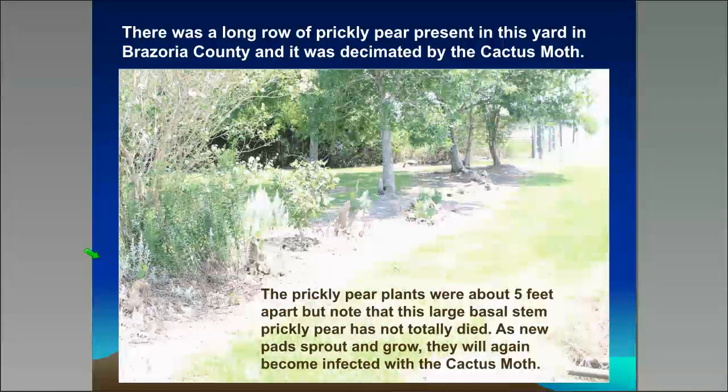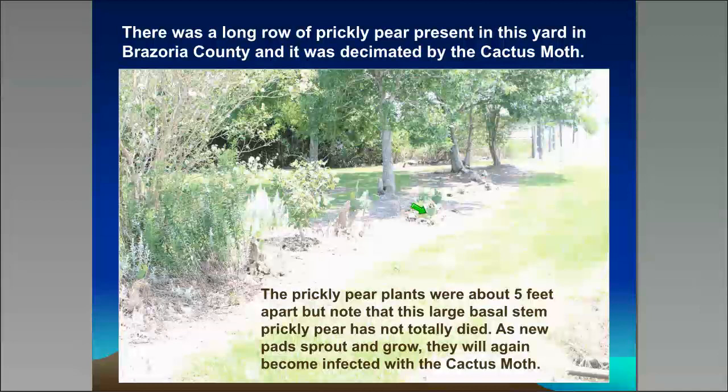And here is a row of prickly pear starting up here at this fence. Both down the fence and down the road, you're going to see prickly pear in various stages of infection. And even here, the prickly pear stem is there. But the pads were annihilated. You can see damage visually in this pad right here in the central part of the picture, but it's not totally dead.